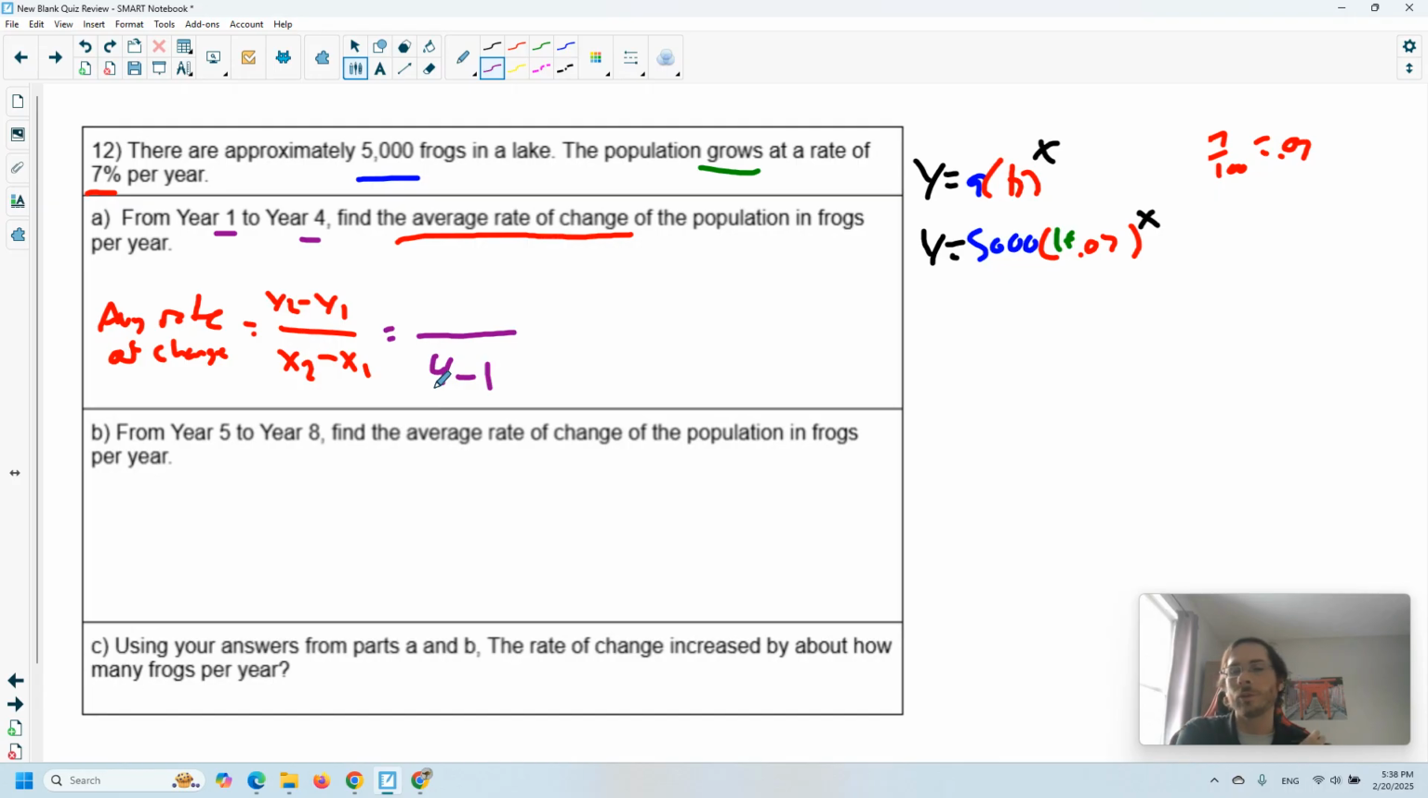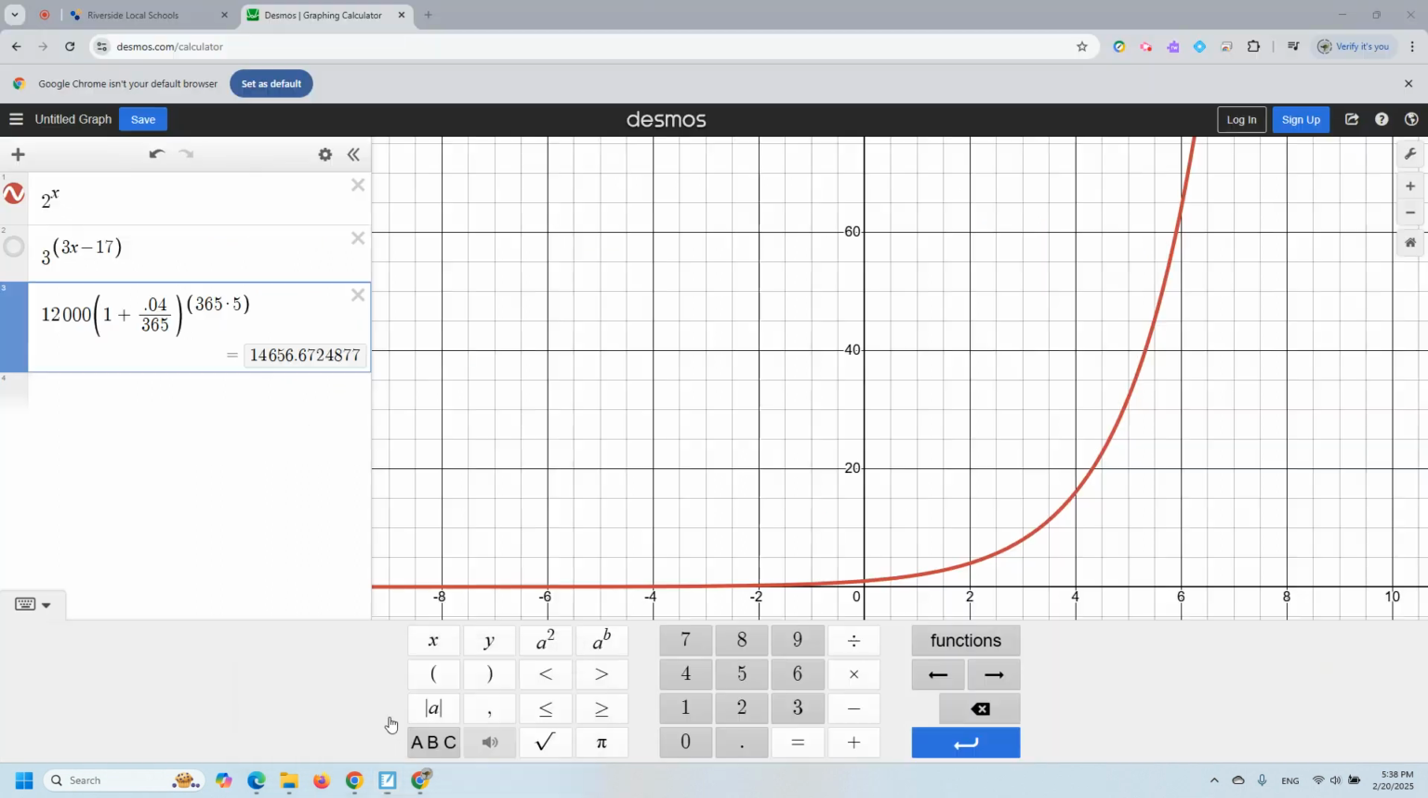So I'm going to do 4 minus 1. You can do 1 minus 4 if you want, you just have to keep the y's consistent. I'm going to do this just to keep all the numbers positive. I don't really know what I got on top, but I have my equation. So I'm going to put my equation into the calculator.